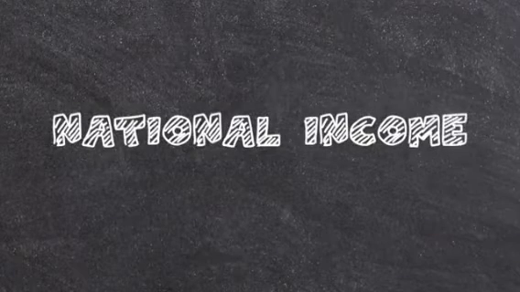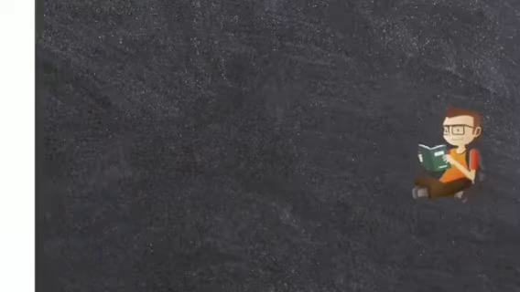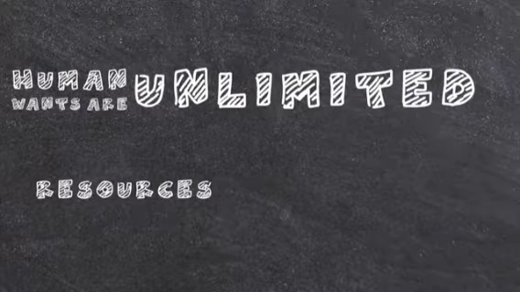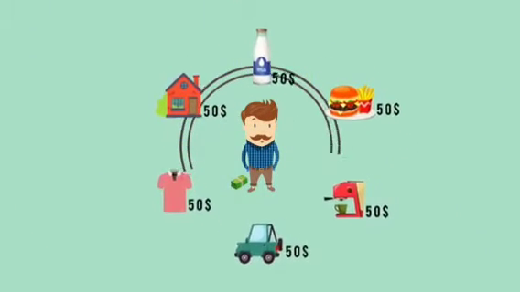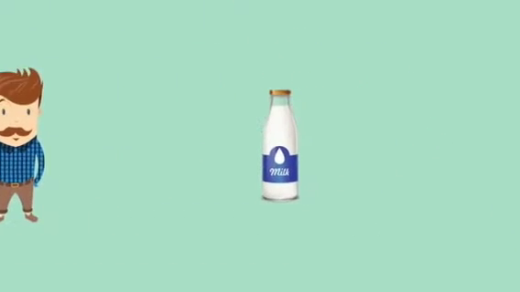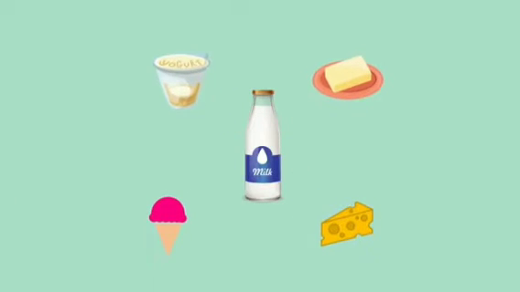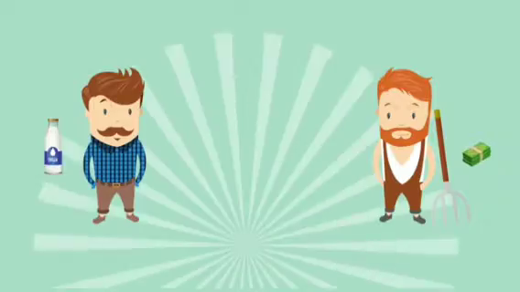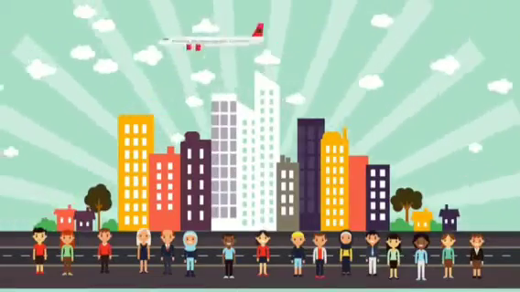National income. The study of economics is rooted in the basic economic problem of scarcity, which says that human wants are unlimited in relation to the resources, which are limited. Therefore, economics is the study of how human beings make choices to allocate scarce resources, which have alternative uses, to satisfy their unlimited wants in such a manner that consumers can maximize their satisfaction, producers can maximize their profits, and society can maximize its social welfare.